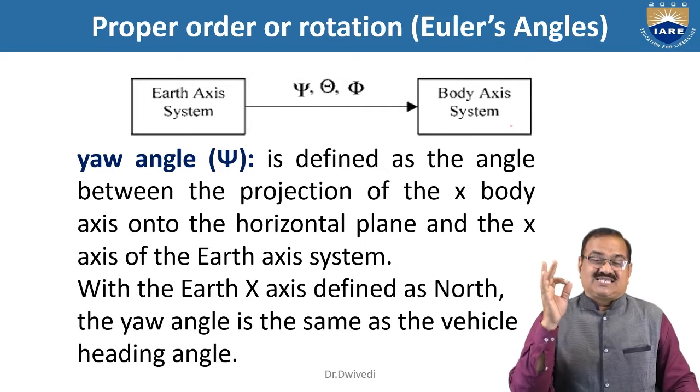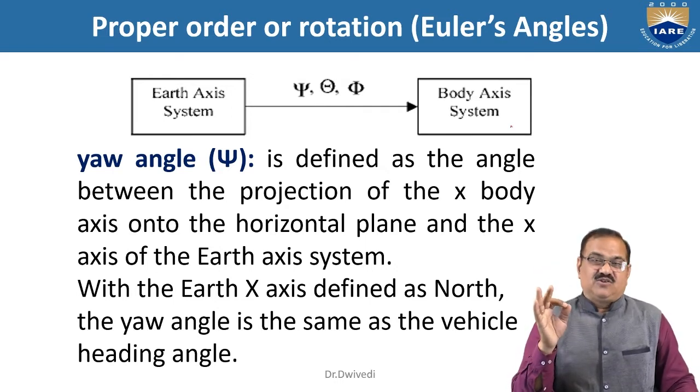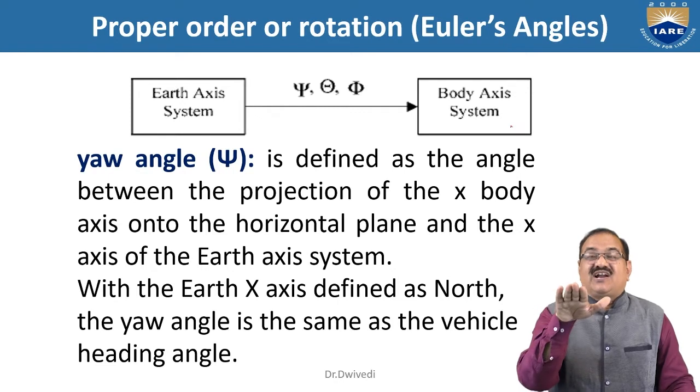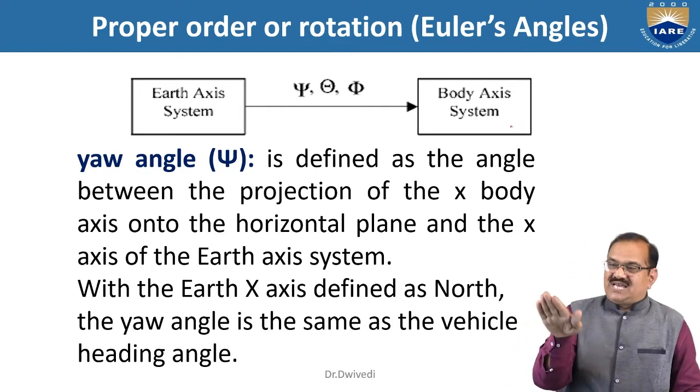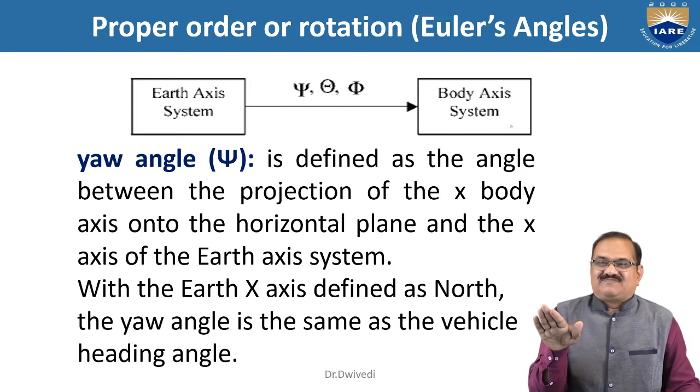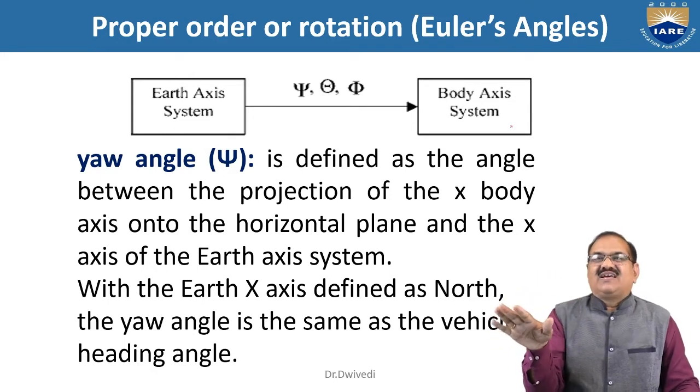Always psi will come first. You have to rotate psi. It is called the azimuth angle. Then you have to make the nose up, after that. It is called the elevation angle. Then the third one is called the rolling.